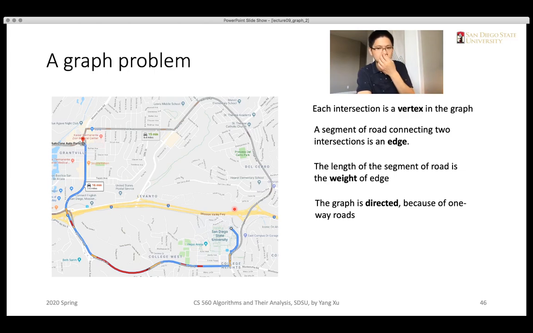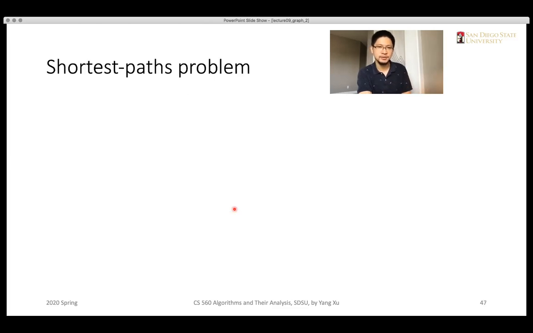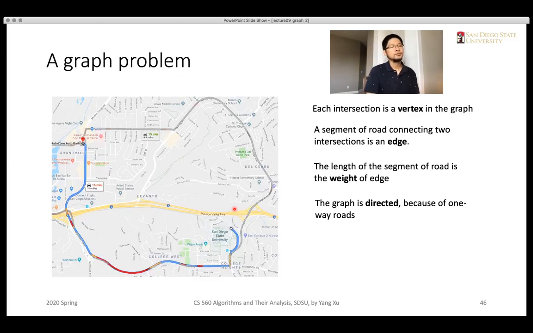Usually the graph is directed, right? Because we're trying to build a one-way direction from place A to place B. So that is the so-called daily application of the shortest path problem.